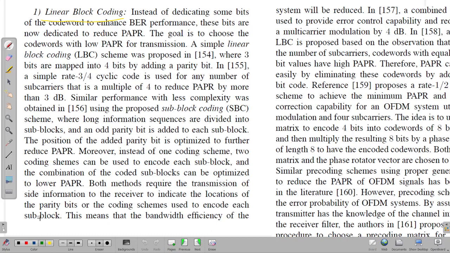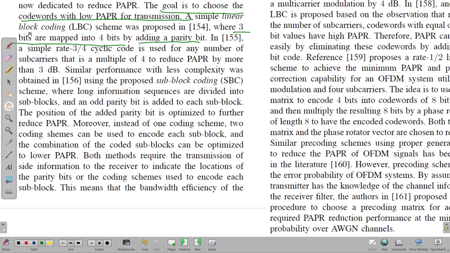So here it is written clearly here. The goal is to choose the code words with low PAPR for transmission. Okay. So this is a very simple idea, and they are saying different methods by which you can do this. If 3 bits are mapped onto 4 bits, one parity bit is being added. So originally there were 3 bits and one parity bit is added, and the position of this parity bit may be varied in order to reduce the PAPR. So that is one possibility.